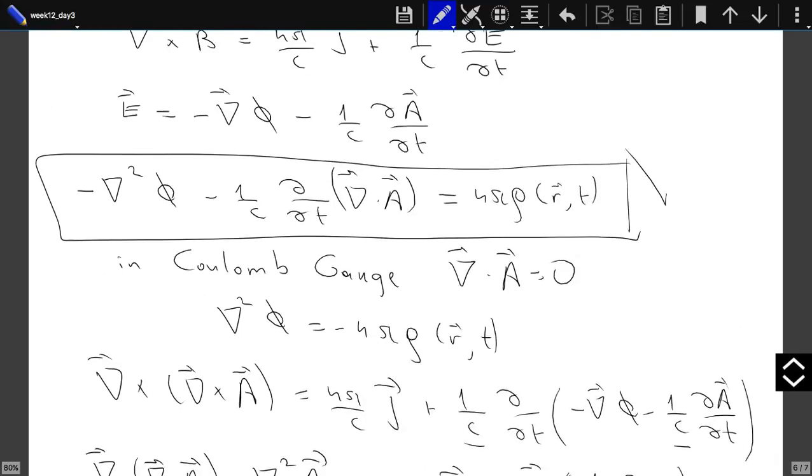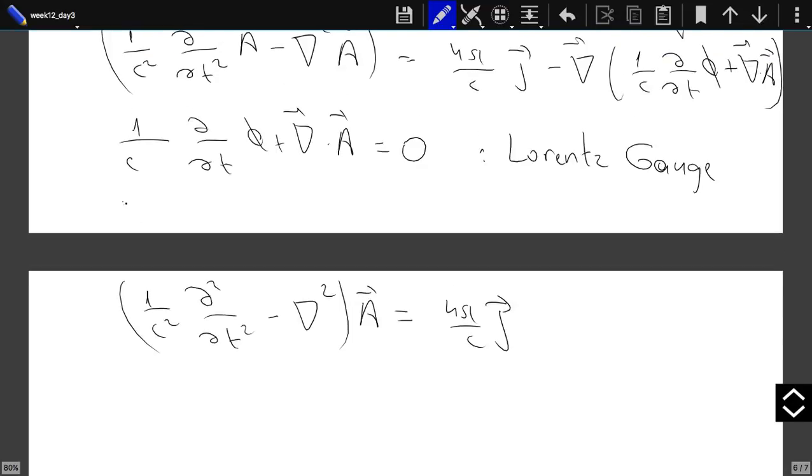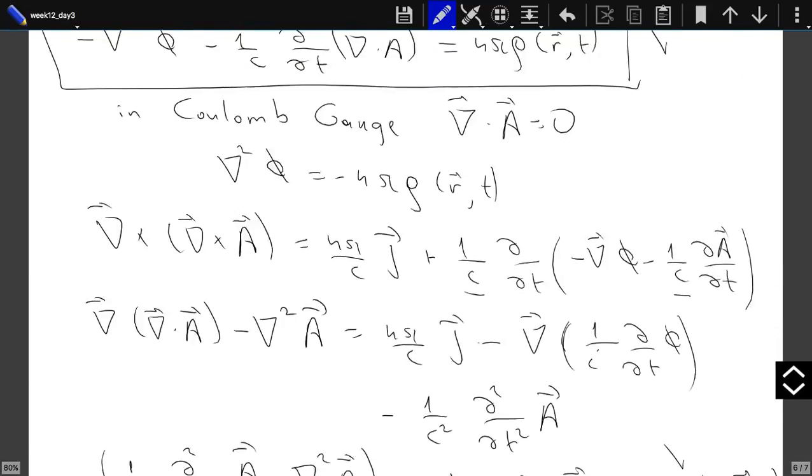Now let's look at the potential. You see, in the Lorentz gauge, divergence of A is equal to minus 1 over c ∂/∂t of φ. They are related in this form.